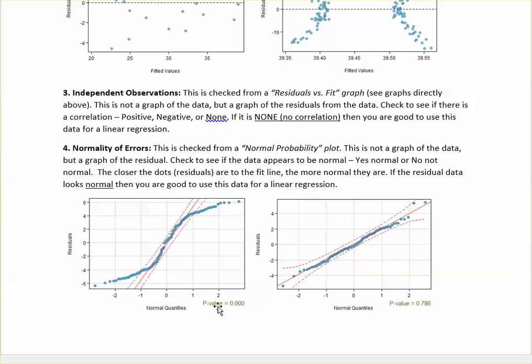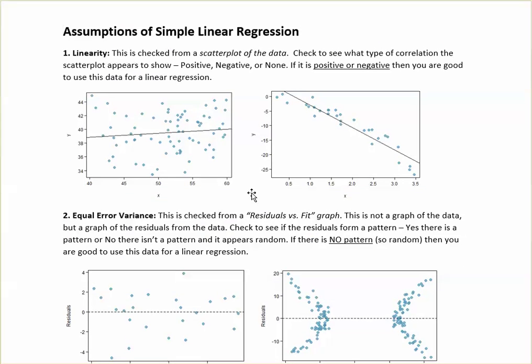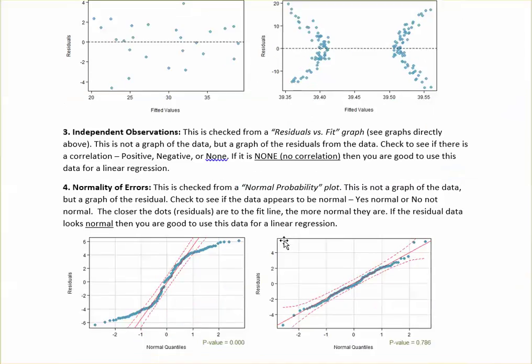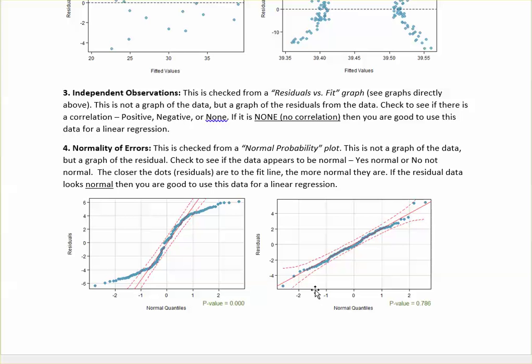So a low p-value for the residual data would actually mean not normal, where a high p-value would actually indicate normal. So you actually want something like this. You want a high p-value, and you want the data points to fall as closely to the line as possible. But remember, that is only for the probability plot, or only for residuals. That's not for up here with the actual data. It's only down here for residuals.